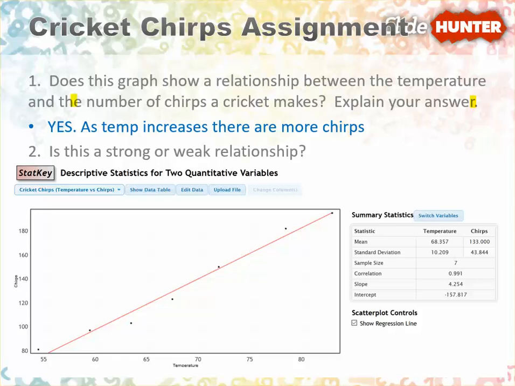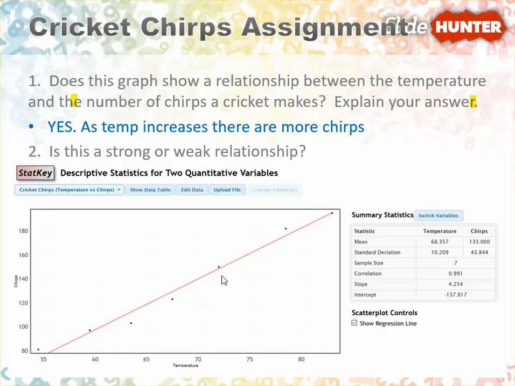Number 2, is this a strong or a weak relationship? So again, informally, I can tell that by looking at the line. If your line isn't there, you can at the bottom click to show regression line under scatter plot controls. But informally, you can tell, yeah, those are pretty closely related. As one increases, so does the other.